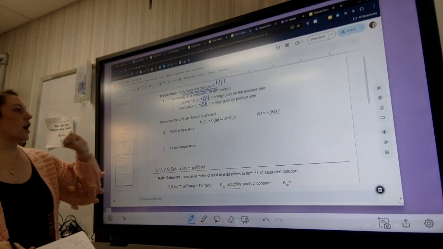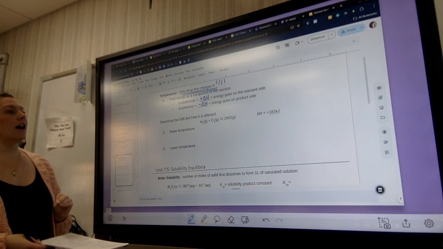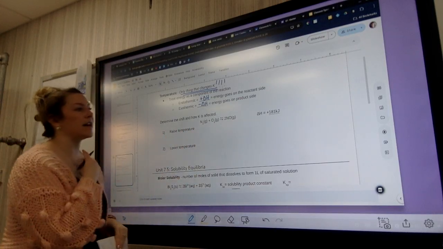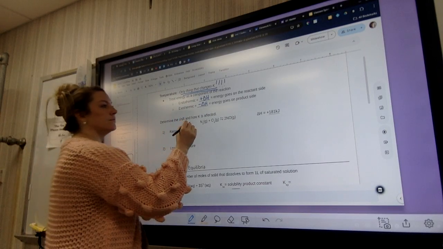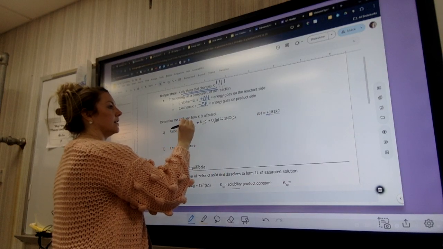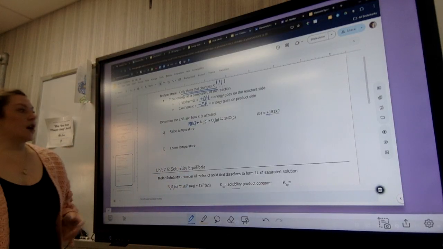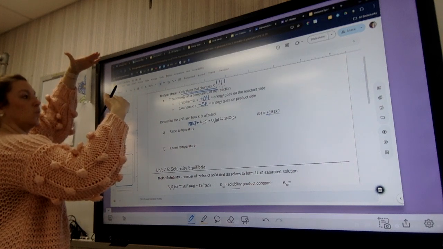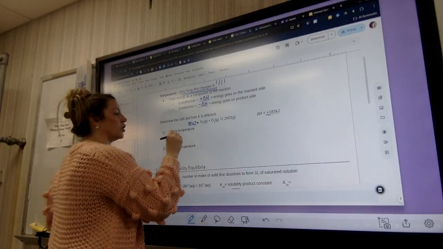Okay, so for our practice problem on this, determine the shift and how K is affected given the reaction, and it tells us we have positive enthalpy. So where is the enthalpy going to go in our reaction? Reactant side or product side? Reactant side, because it's positive enthalpy. So I'm going to put it on the reactant side. Okay, so if I raise the temperature, which direction am I going to shift? Forward. So it's going to shift forward.